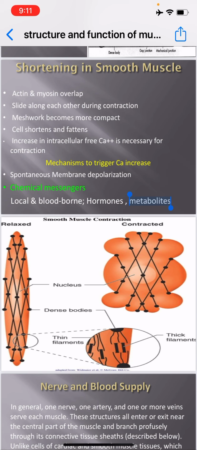This is smooth muscle contraction. You can see this is in the relaxed position and this is in the contracted position, where these are the nucleus, dense bodies, thin filaments, thick filaments. So you can use this diagram in your answers to explain how the muscle looks when it is relaxed and how the meshwork looks when it is relaxed, and how the muscle looks when it is contracted, how the meshwork becomes more compact, and how thin and thick filaments move.